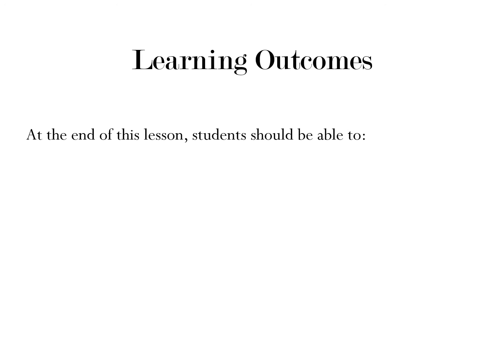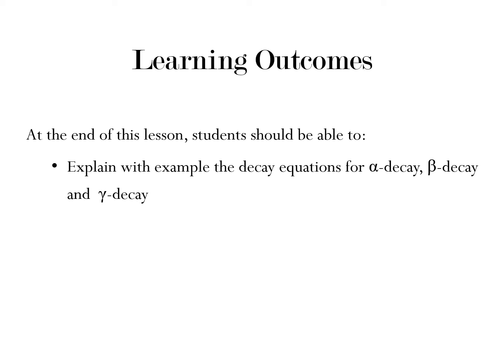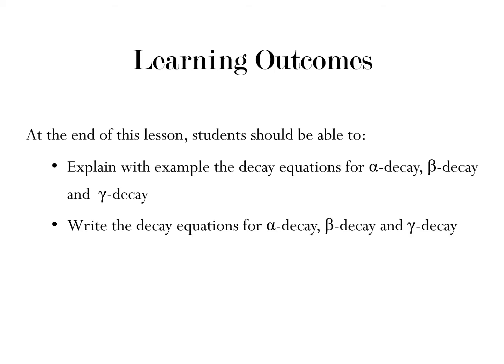So first, let's see the learning outcomes. At the end of this lesson, students should be able to explain with a sample the decay equations for alpha decay, beta decay and gamma decay. And the second one is write the decay equations for alpha decay, beta decay and gamma decay.